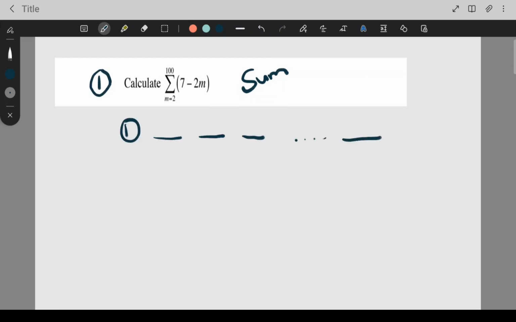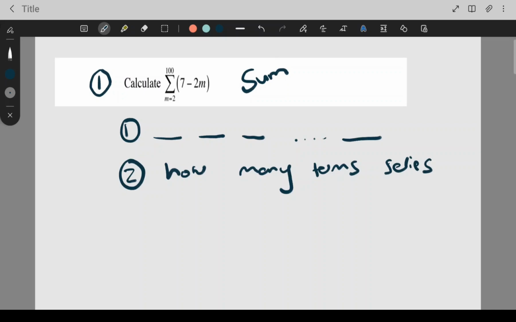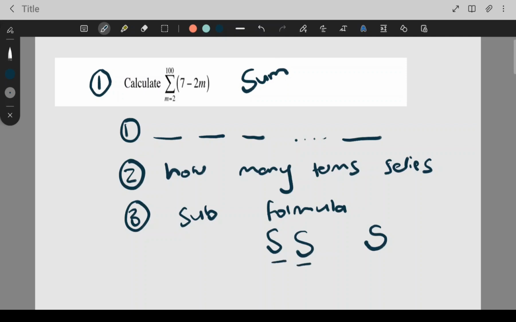So step number 1, find the first 3 terms and find the last term. Then step number 2 is calculate how many terms there are in the series. So I'm going to show you how. And step number 3 is to sub your information into the appropriate formula. So if it's arithmetic, you use that sum formula. And if it's geometric, you use that sum formula. Okay, just remember, arithmetic has 2 types. So there's 2 types for arithmetic and there's 1 type for geometric.